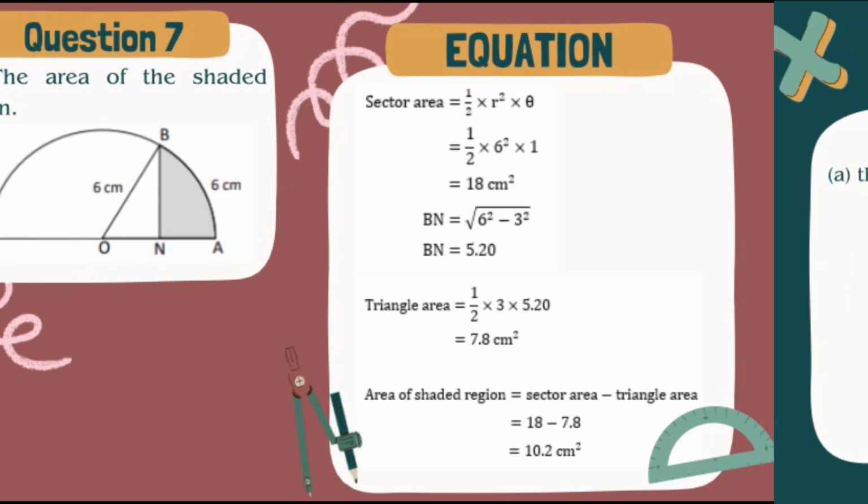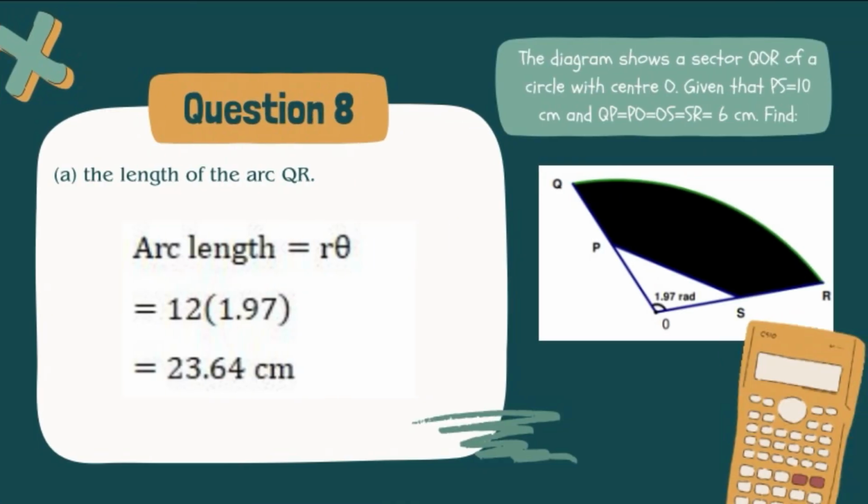To find the arc QR, we need to use the arc length formula. Arc length formula is radius times theta. So that means 12 times 1.97 equal to 23.64 cm.